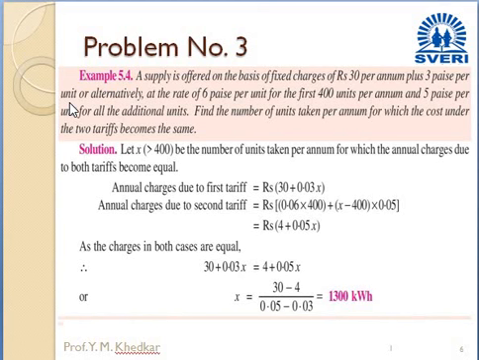And for the second tariff system, the rate is 6 paise per unit for the first 400 units and 5 paise per unit for the additional units. Means the two tariff systems have been included in this kind of problem.